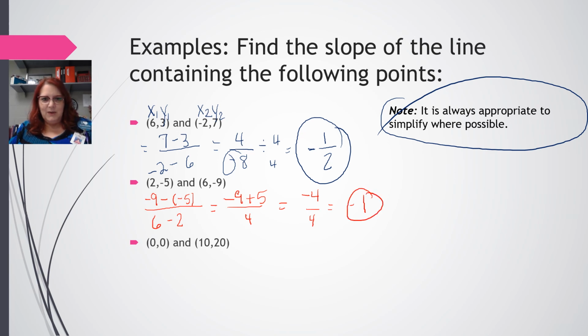And let's go to here. And our last one, we're going to take 20 minus 0 over 10 minus 0, which gives us 20 over 10. And that simplifies just to 2. So our slope is 2. And yes, the negative 1 and the 2 are not fractions, and that's okay.